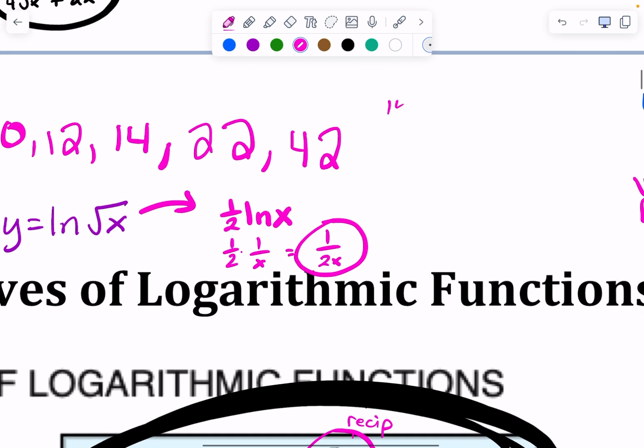Number 14. Y equals. We better stop. We'll pick up on 14 tomorrow. Oh, time to go. Okay, bye, Billy.